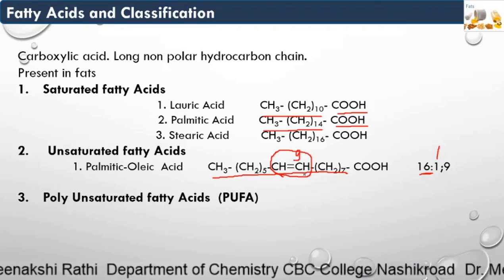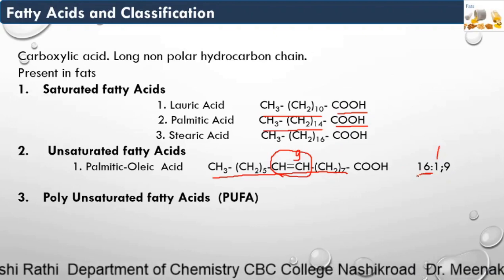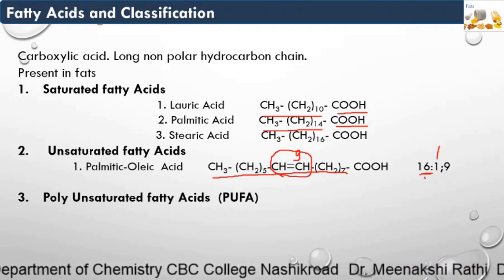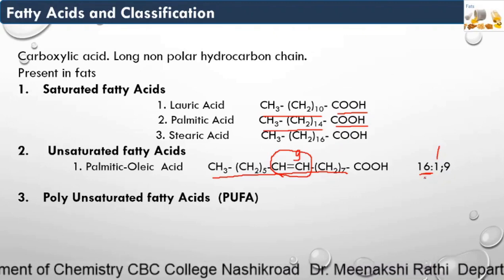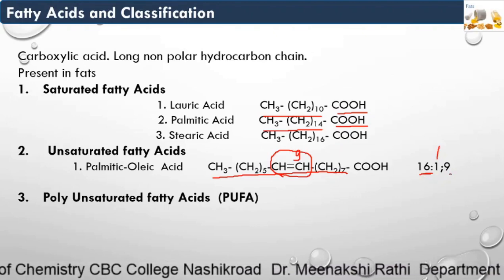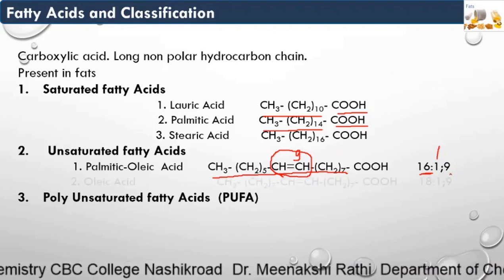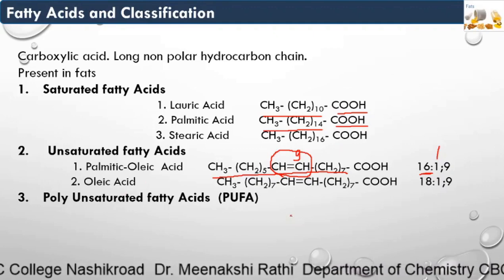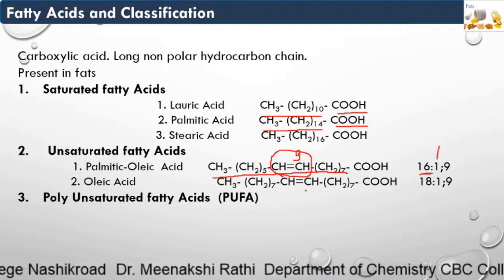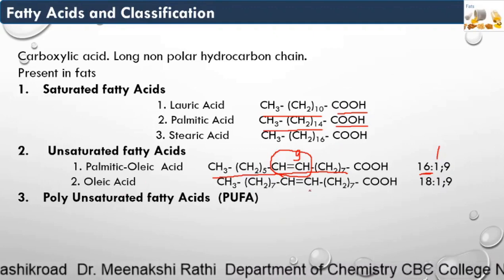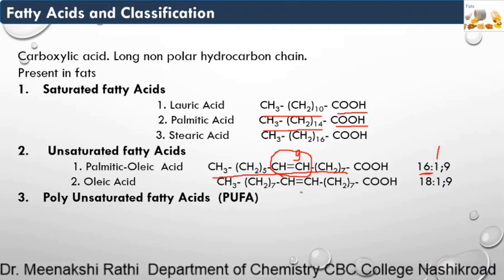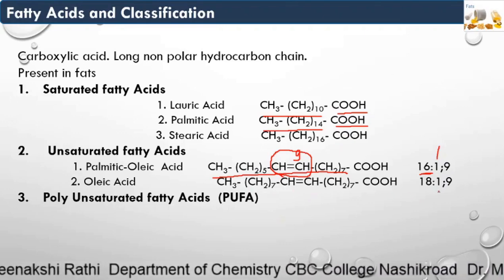That's why palmitoleic acid is represented as 16,1,9: 16 total carbon atoms, 1 double bond, which is present at the 9th carbon atom. See another example, oleic acid. In oleic acid again there is only one double bond, so it comes under unsaturated fatty acid. Here it is represented as 18,1,9.